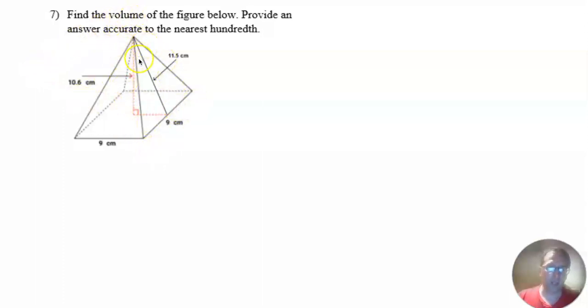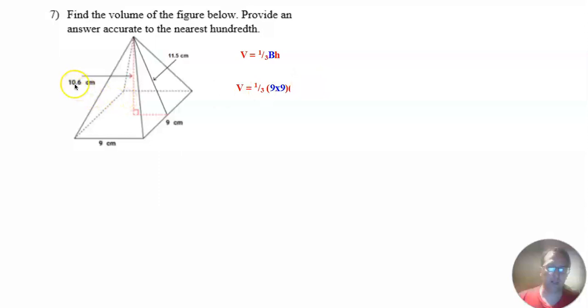And this shape is a pyramid, so that means I want the pyramid formula. 1/3 area of the base times the height. And let's see, what shape is our base? Our base is a square. It's 9 by 9. So that means my formula is now 1/3 area of the base would be base times height, right? So 9 times 9 times the height.